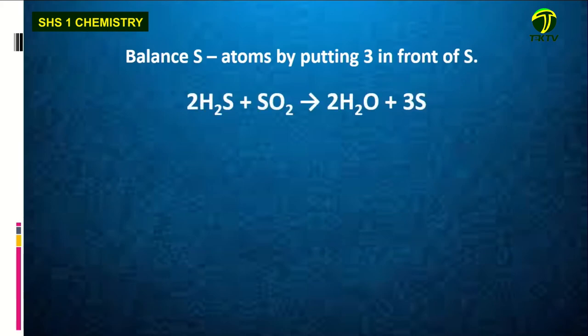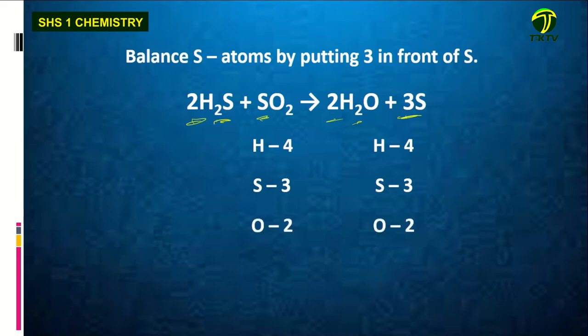So when we put 3 in front of the sulfur atom on the product side, let's look at the various atoms. We see that hydrogen is now 4 because of the 2 in front of H2S, and we have 2 atoms. So when we multiply 2 by 2, that gives us 4. And the same applies to water, 2 by 2, 4. Then we have the sulfur. We have 2 from H2S, we have 1 from SO2. That gives us 3. And then we have 3 on the product side, giving us 3.